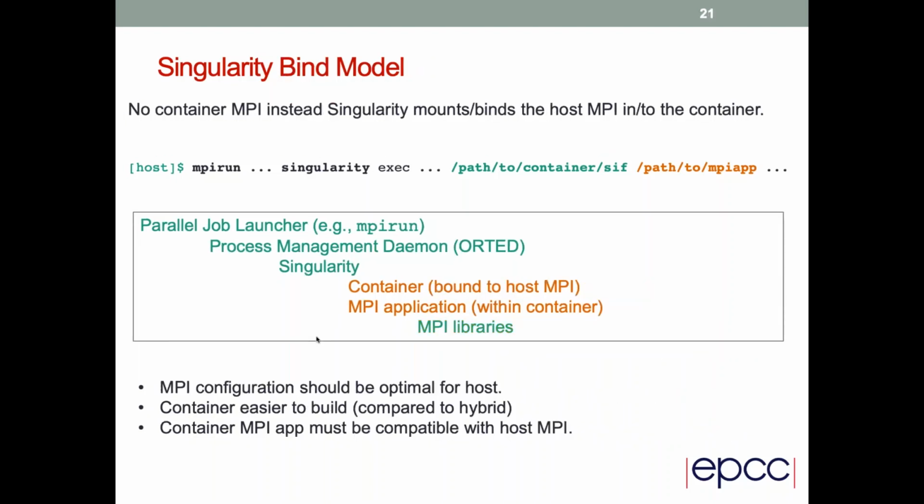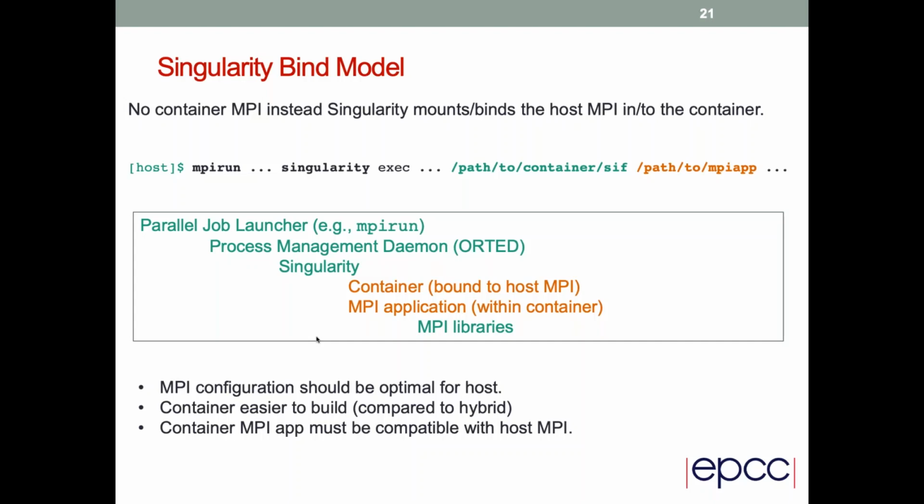There is another model that Singularity provides. It's quite similar, or it's simpler actually, called the bind model. This is when you don't have an MPI library inside the container. You just have your MPI application there, obviously. And then the mpirun command is as it was before. But the MPI application, when it runs, will link directly to the MPI library on the host. So you need to find a way to build that application such that that is the case.